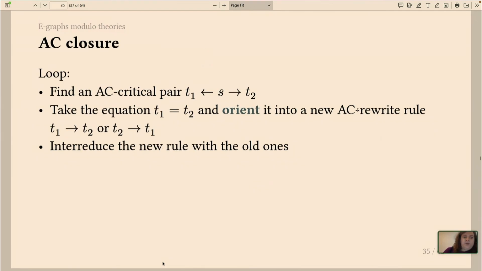So the way AC closure works is you find an AC critical pair, T1, with some term that doesn't have to exist in the E-graph, just some term that could rewrite in two ways. And then we take the equation that we find and orient it into a new AC rewrite rule, like this. And then we introduce the new rule with the old ones.